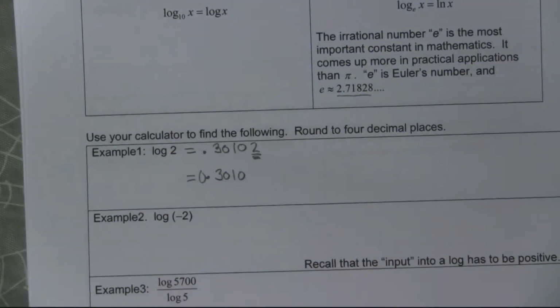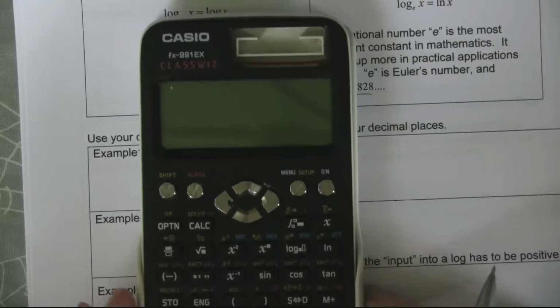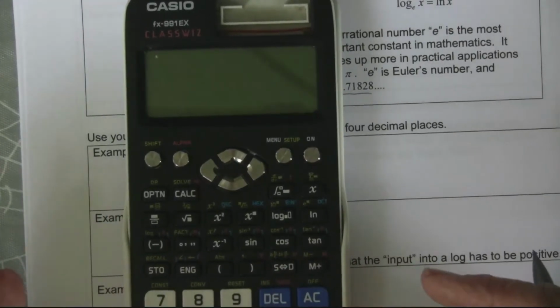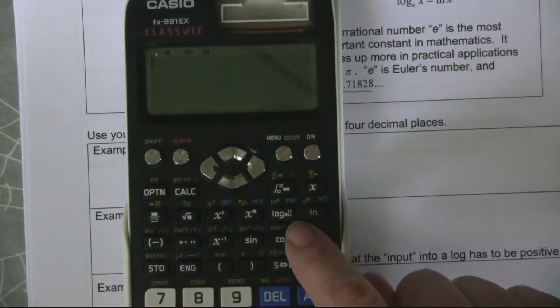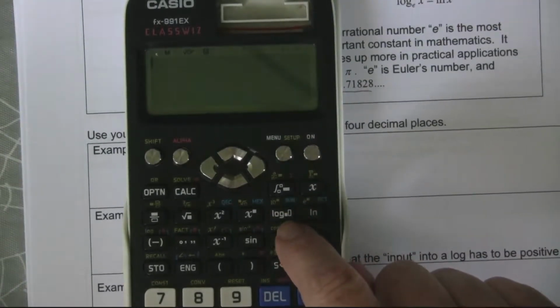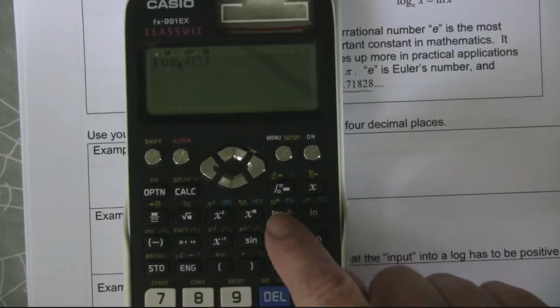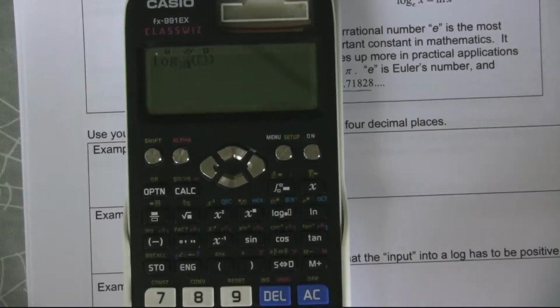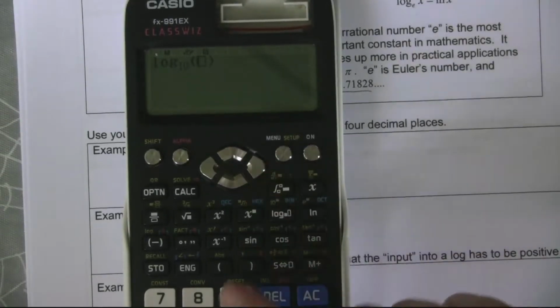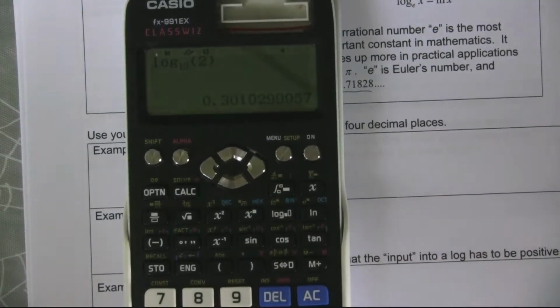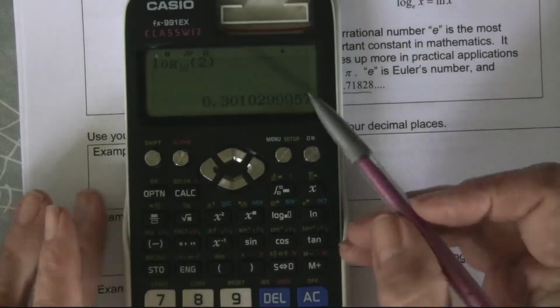On this calculator here that I have, it doesn't have just the LOG button. So if I want to do LOG, then I have to hit this button here that says any base, and I have to put in 10. Because LOG means log base 10 of 2. And you notice I get the same value.